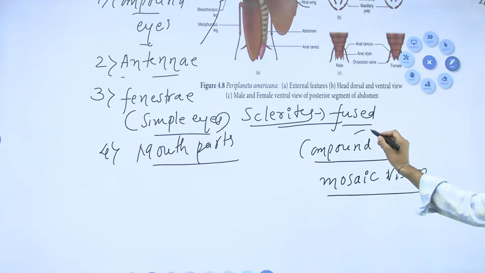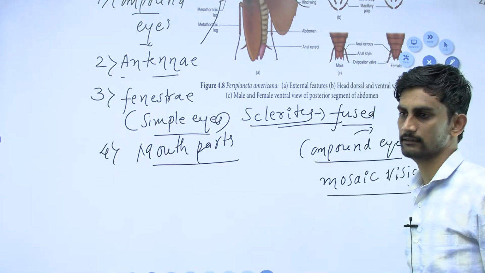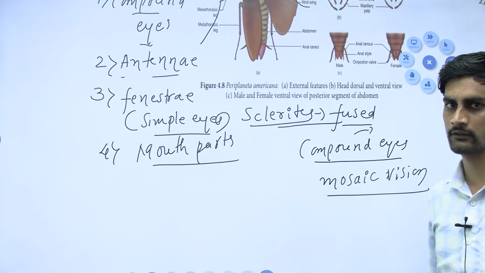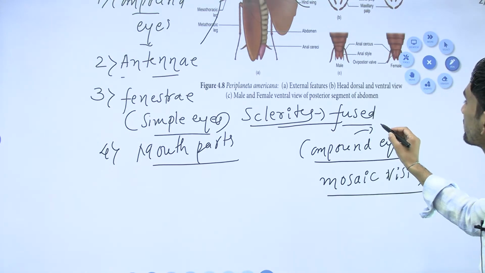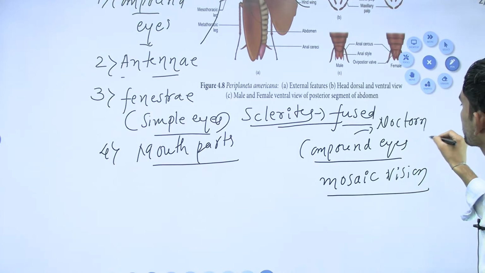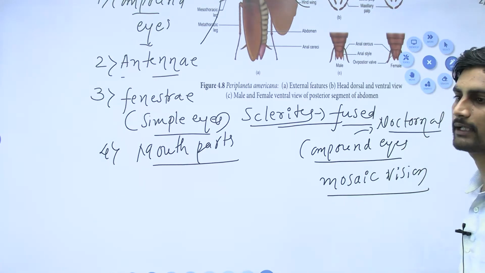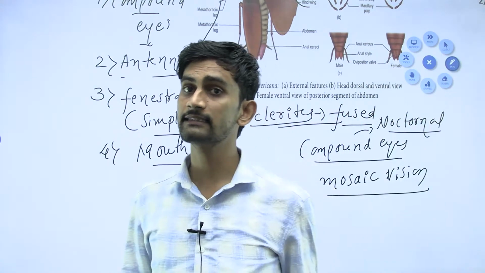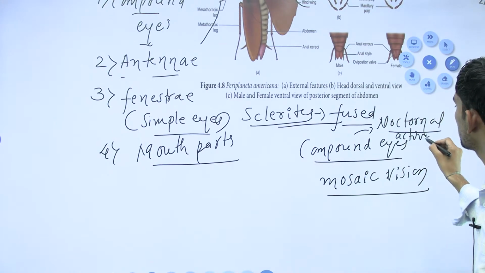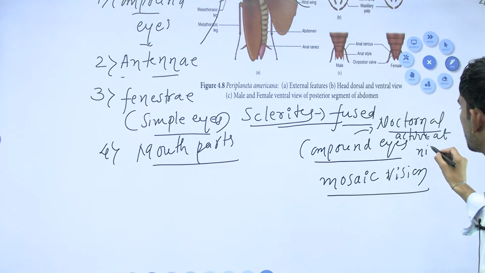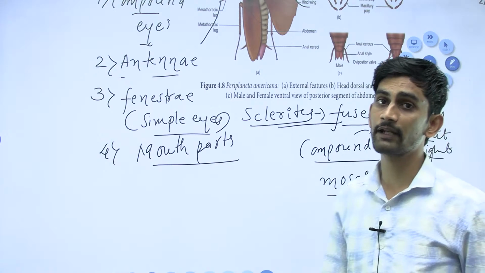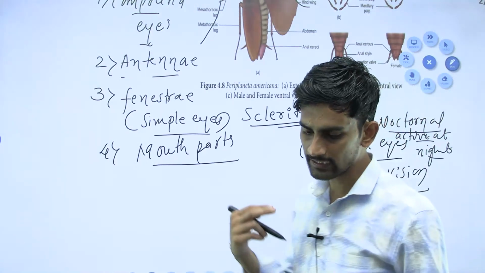Why do these animals have compound eyes? A question will arise: sir, why in these animals only? Why not in other animals? Because they have a nocturnal type of habit. Nocturnal means these animals are active at night. These animals get their prey only during night time, because they are active at night only.